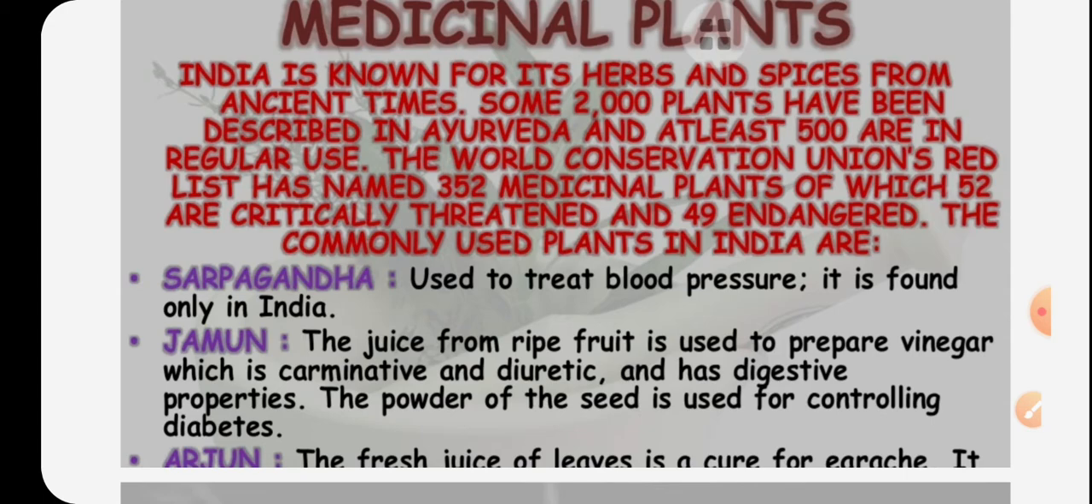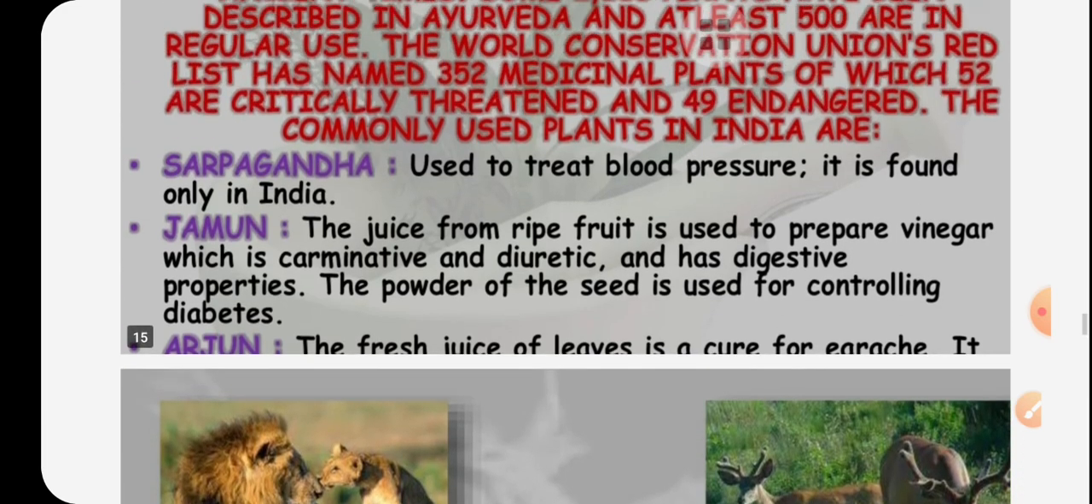And the World Conservation Union Red List has named 352 medicinal plants, of which 52 are critically threatened. Threatened means, you can understand, if we are not taking care of our environment, what will happen? The day will come, they will be abolished, and we will know only the name of them, we cannot use them. And 49 are endangered, so these are the terms when we study conservation, meaning there is a need to protect them, to give safeguard and security, or we can take care of our environment. So commonly used plants I have shown you, and they are very important.